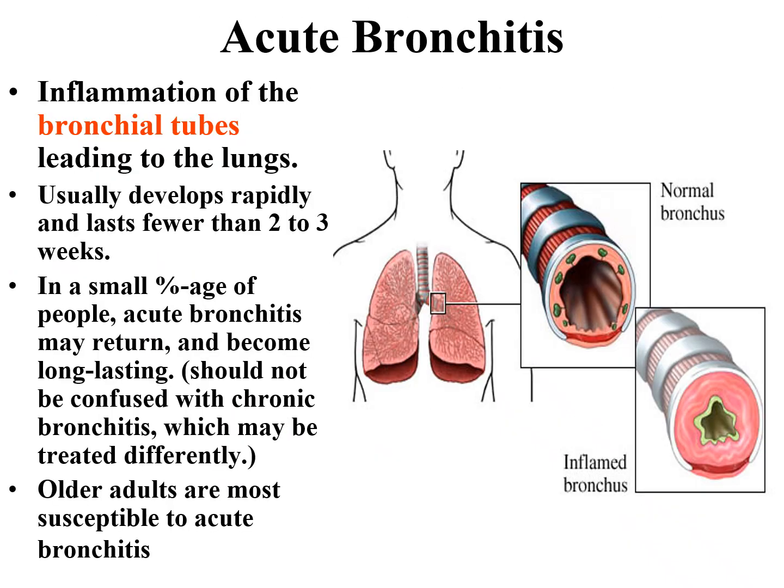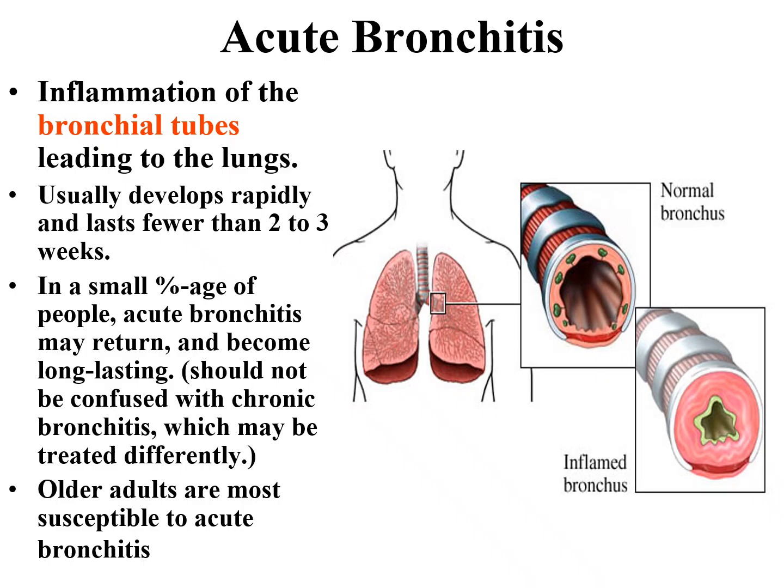So the first disease state that we're going to acknowledge is acute bronchitis. And this is where we have inflammation of the bronchial tubes leading into our lungs. It usually develops rapidly and can last fewer than 2 to 3 weeks.